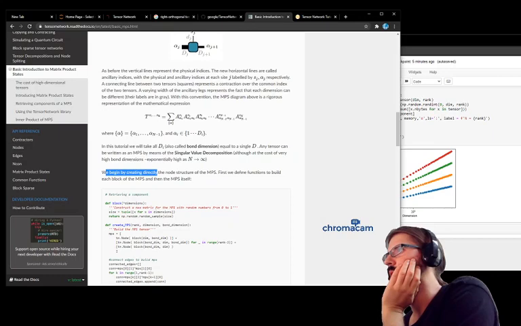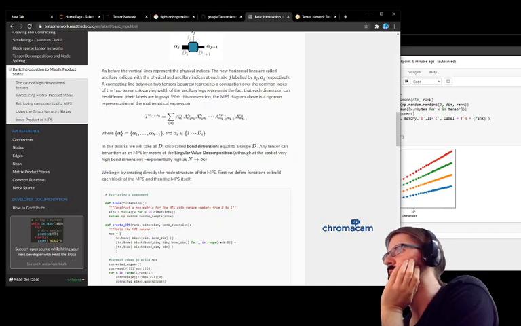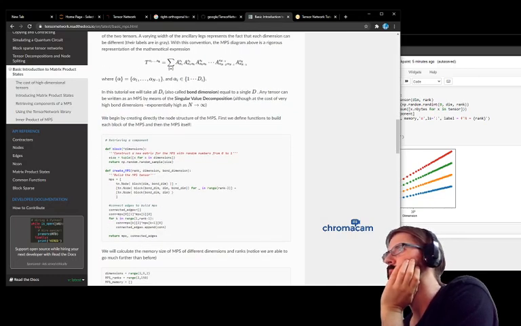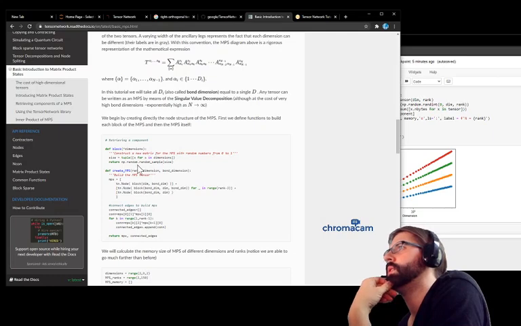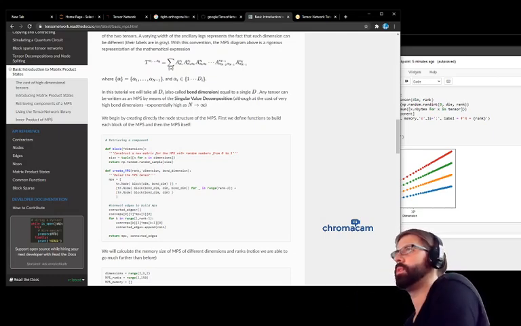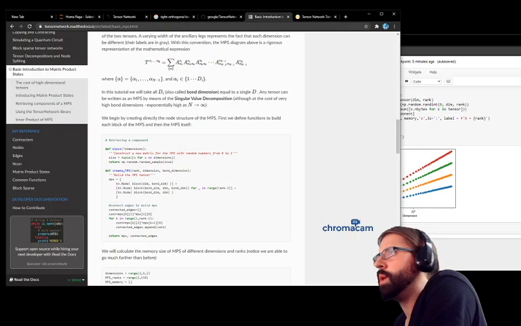So we begin by creating directly the node structure of the MPS. First, we define functions to build each block of the MPS and then the MPS itself. So the block function can construct a new matrix for the MPS with random numbers from 0 to 1. Okay, create MPS. So this block creates the matrices, and then the MPS is basically an array of nodes. Connect edges to build MPS.